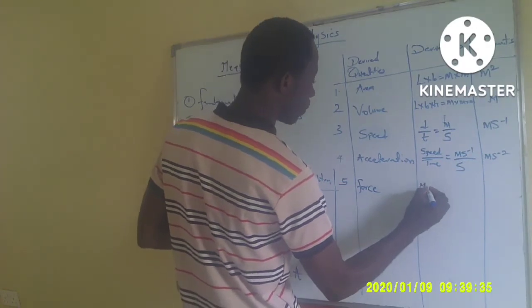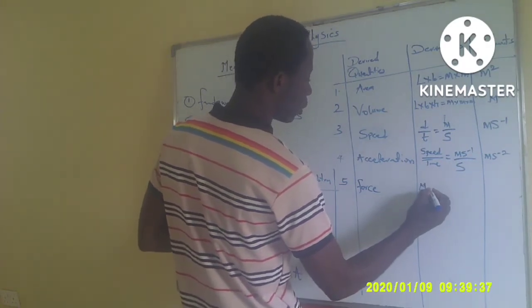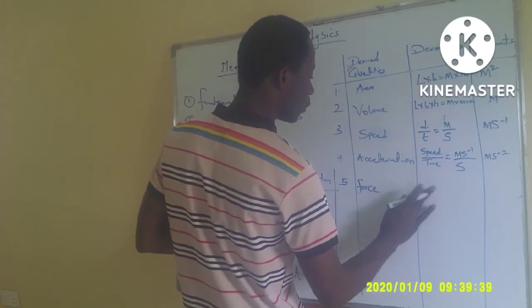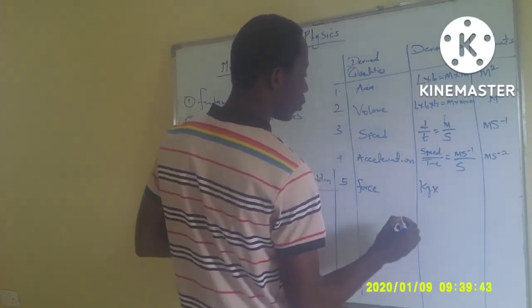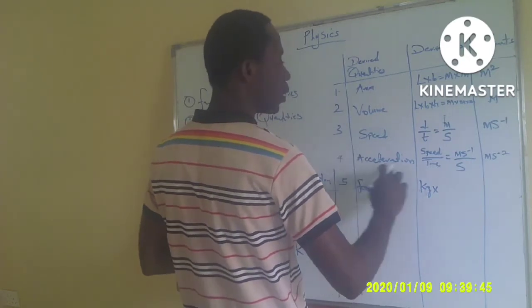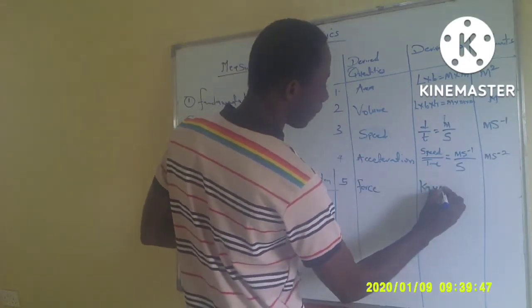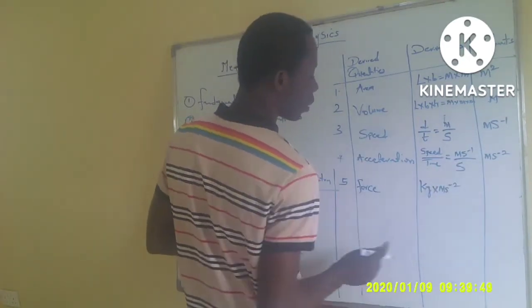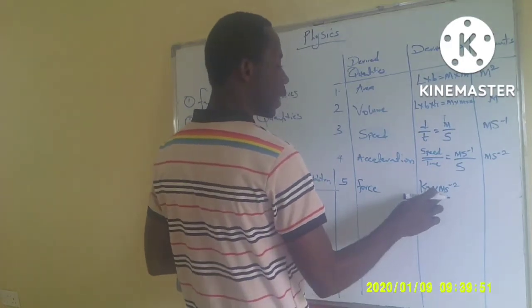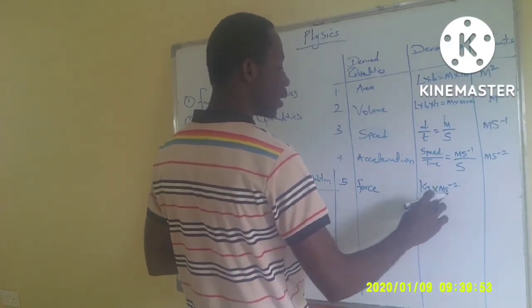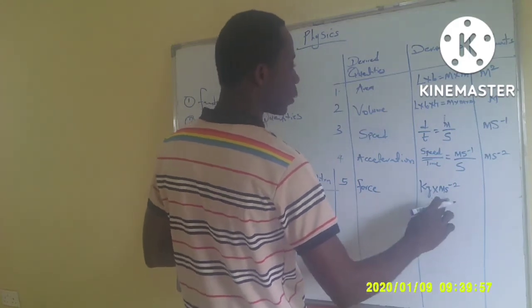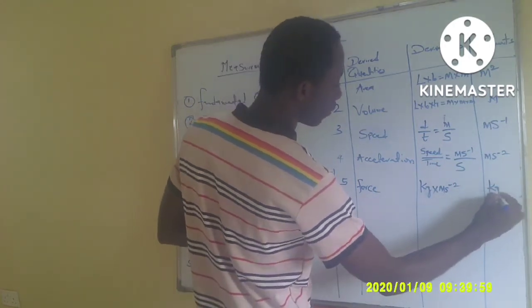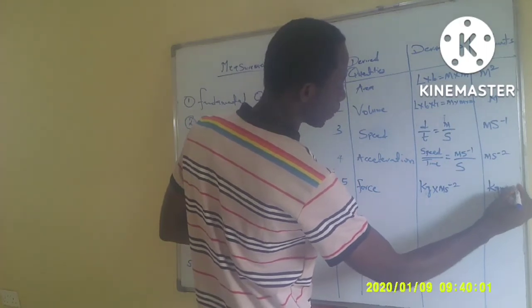Mass. We can say mass, which is what? The unit of mass is kilogram. We can say kilogram times acceleration. And acceleration, what is the unit of acceleration? Meter per second square. So this kilogram is mass, acceleration is meter per second square. So when you combine these two things, it becomes kilogram meter per second square.